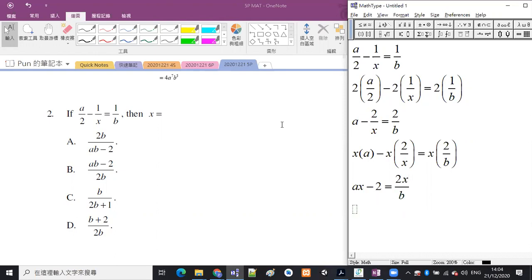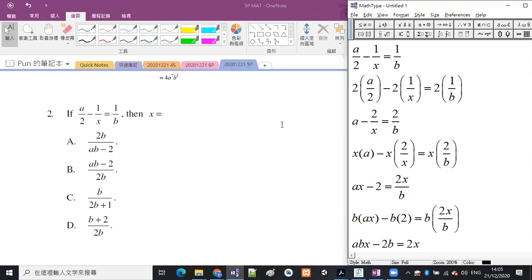We still have a denominator, so we need to multiply b to every part in the equation. Okay, like this. Now we have abx minus 2b is equal to 2x. So finally, we have got all the fractions cancelled.